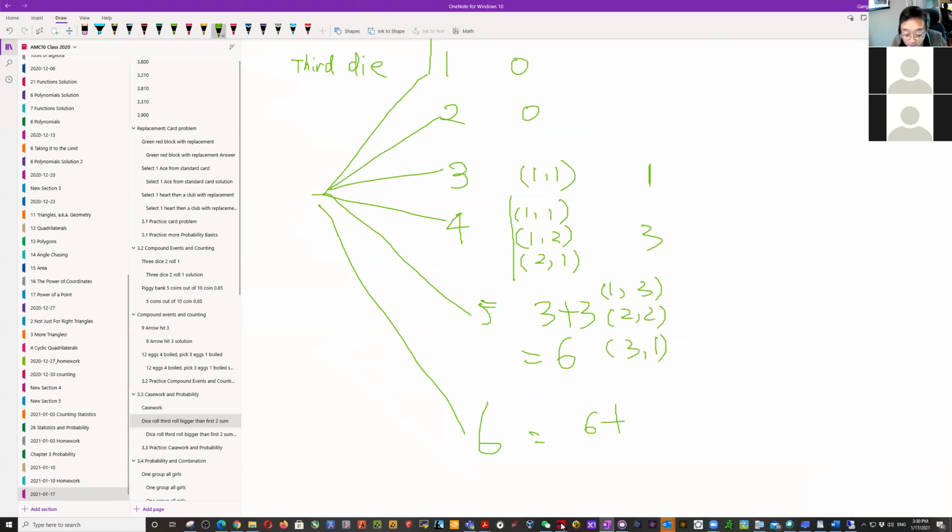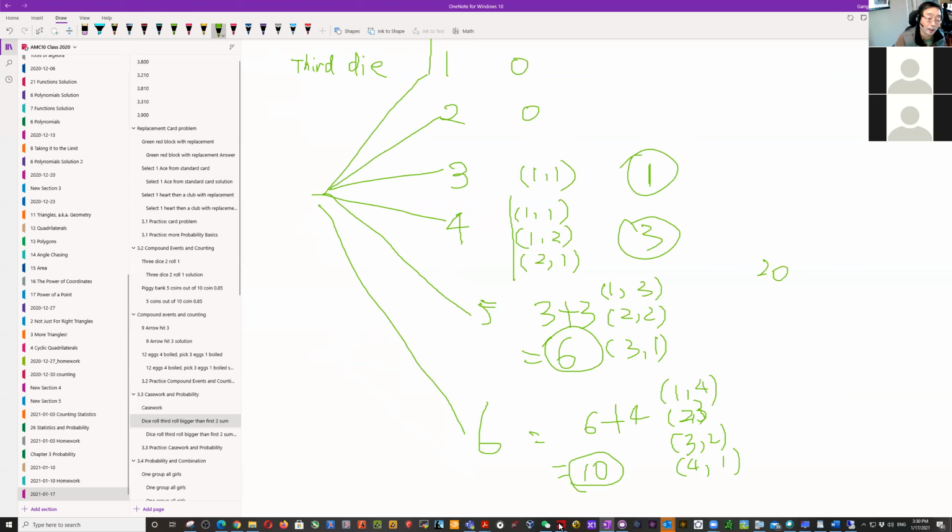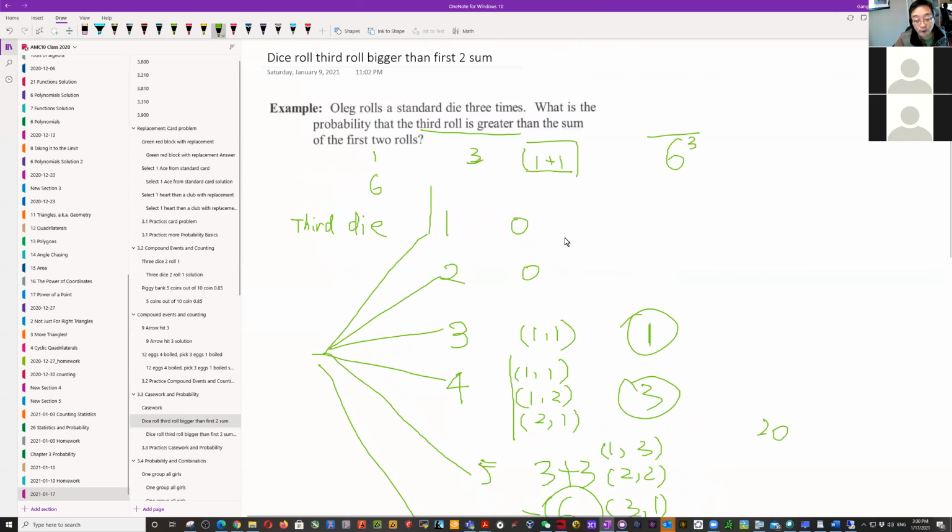And the new cases that work with 6, the new ones are 1, 4, and 2, 3, and 3, 2, and 4, 1. So basically those are the 4 cases. So plus 4 equals 10. So we got 10, 6, 3, and 1. So these are like 20. So we have 20 cases which will work.